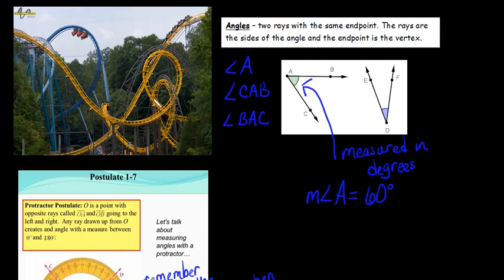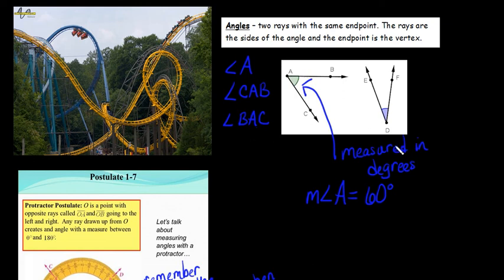Angles are two rays with the same endpoint, as you can see in this illustration. The rays are the sides of the angle, and the endpoint is the vertex. So the way they're named, I could name this one angle A, or I could name it angle CAB, or I could name it angle BAC. You want the vertex point in the middle of your angle name.